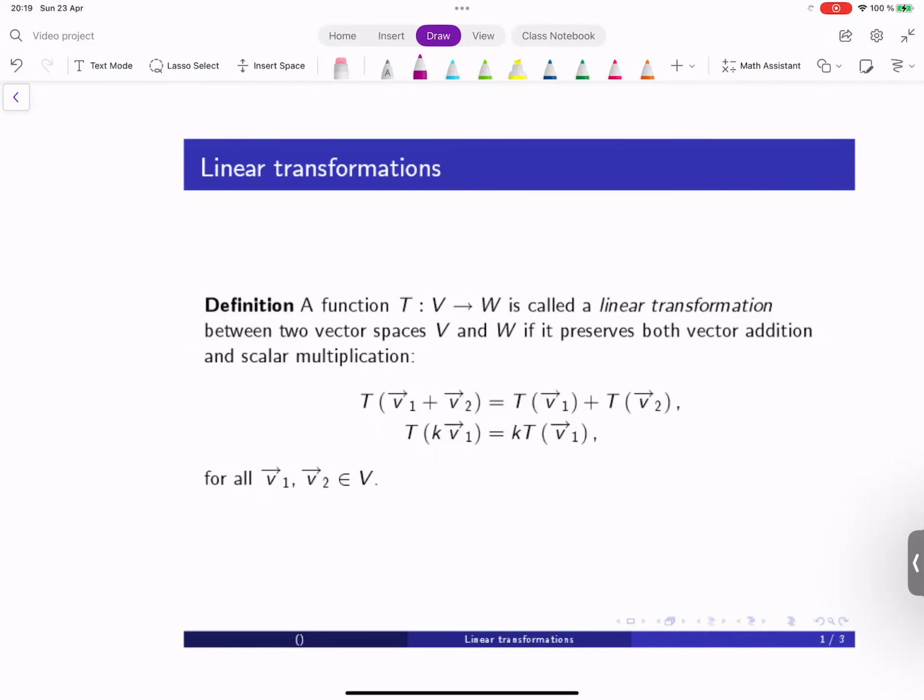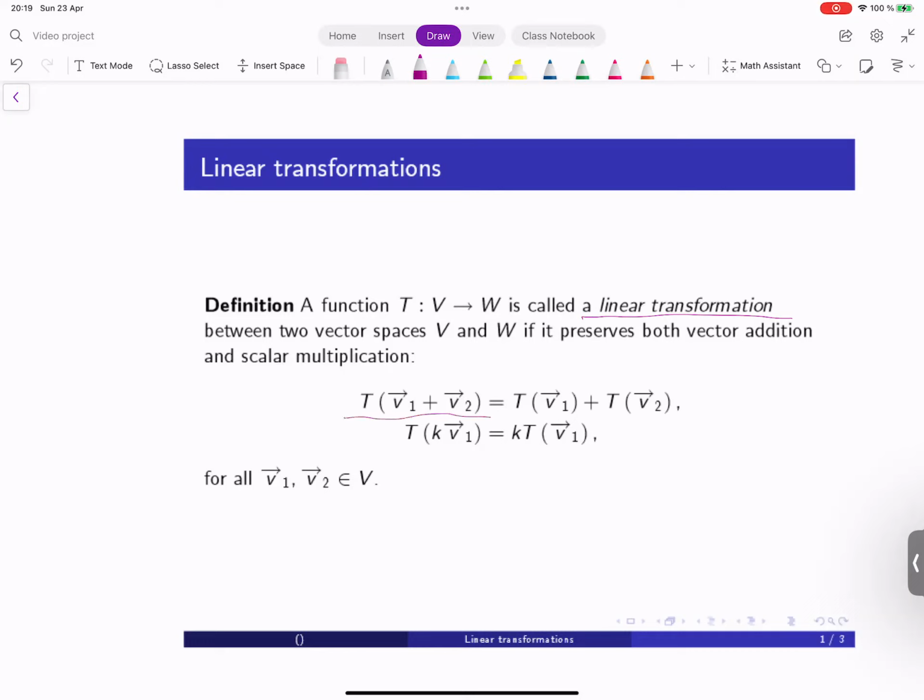Hello, in this video we'll talk about geometry of linear transformations. And we start with the following definition. A function T from V to W is called a linear transformation between two vector spaces V and W if it preserves both vector addition and scalar multiplication.